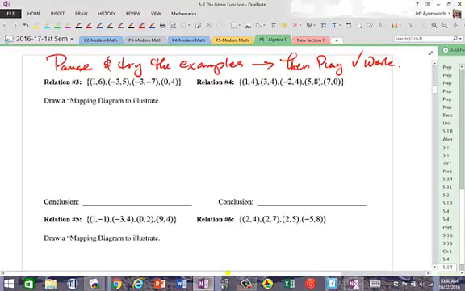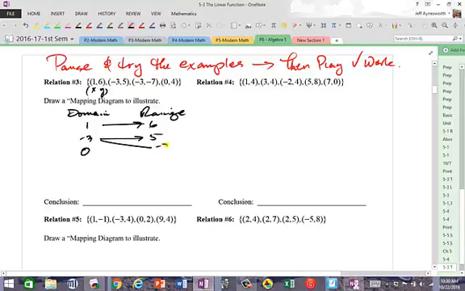Okay, I'm going to assume that you're back now and you've done your work, so we're going to be checking here. Let's continue and draw some mapping diagrams. To list the domain and range, I see 1, negative 3, negative 3 repeats, and 0. 1 gets mapped to 6, negative 3 gets mapped to 5 and also to negative 7, and 0 gets mapped to 4. So negative 3 gets mapped to 5 and negative 7, so it's not a function, because negative 3 gets mapped to 2 y values. One x value gets mapped to 2 y values, and that violates the definition of a function.